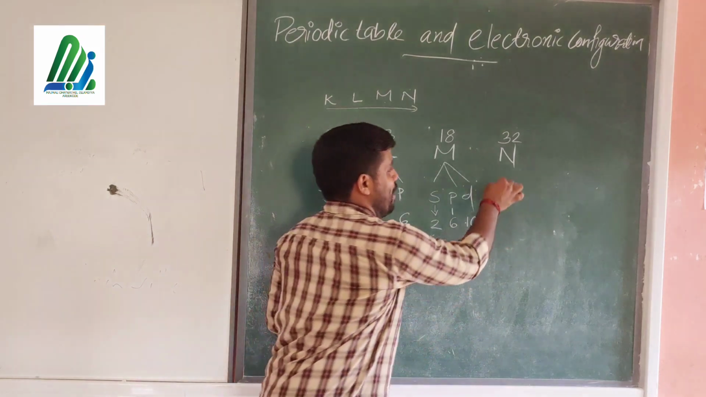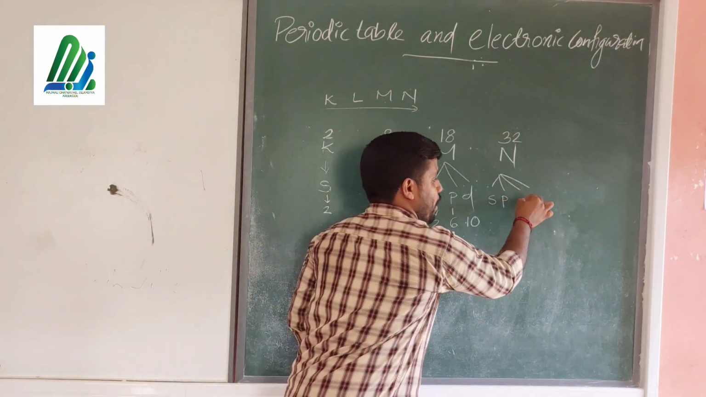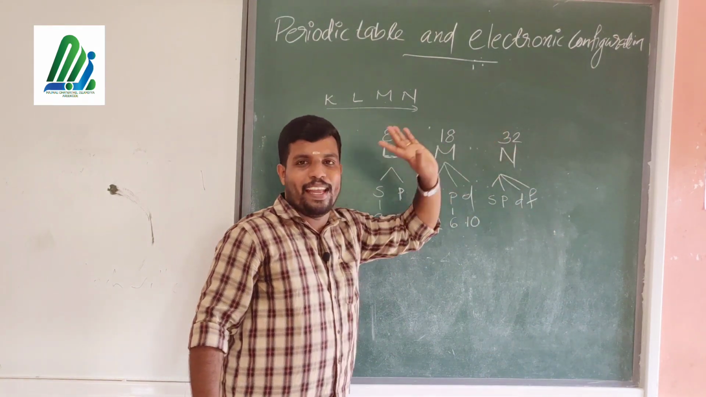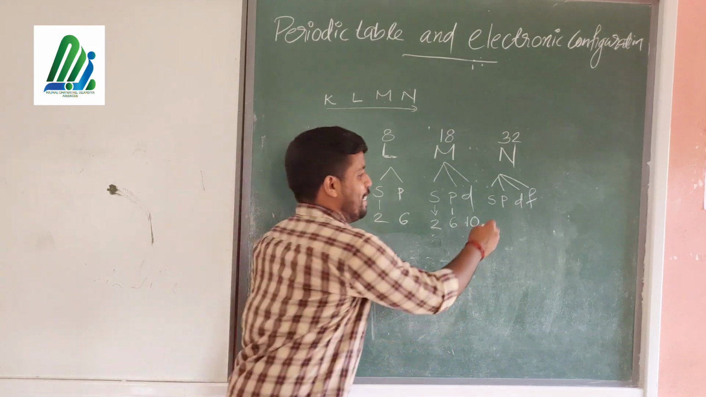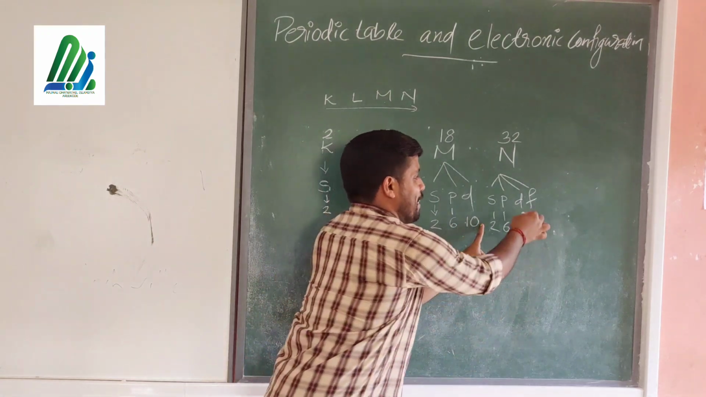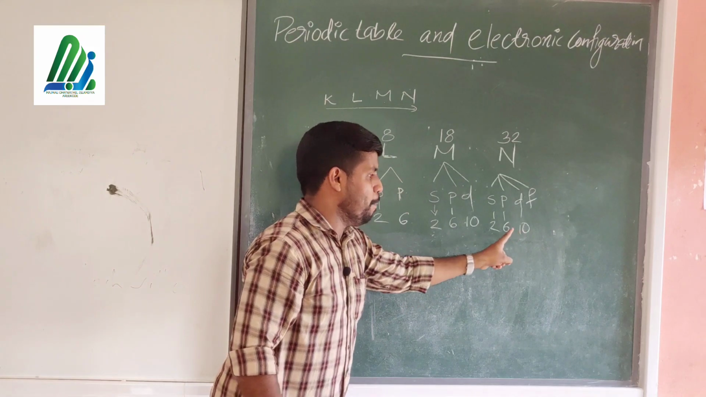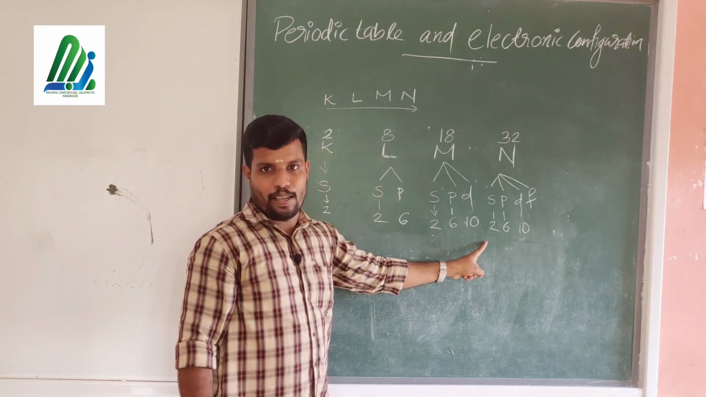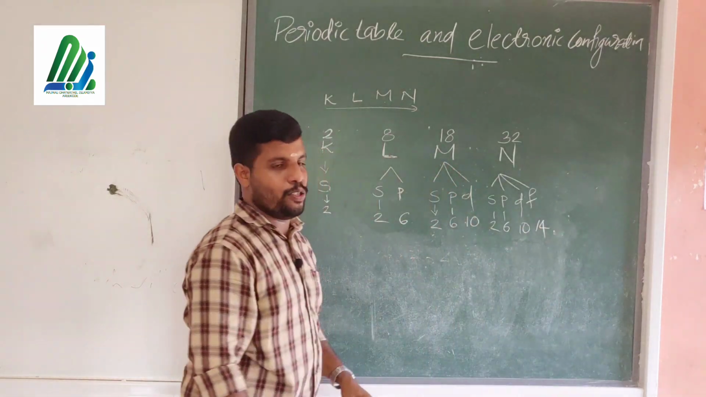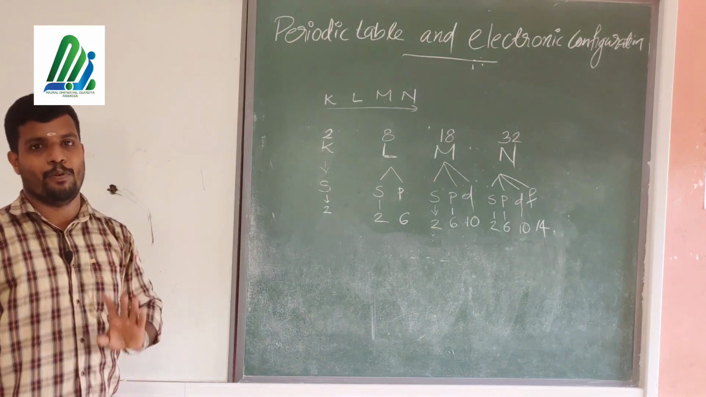The last one, the N shell. The N shell contains 4 subshells: S, P, D and F. The maximum number of electrons filled in the N shell is 32. The S subshell contains 2 electrons, the P subshell contains 6 electrons, the D subshell contains 10 electrons. How many electrons are there? 10 plus 6 plus 2, 18 is completed. We have 32. The balance is 14. So the maximum number of electrons possible to accommodate in the F subshell is 14.